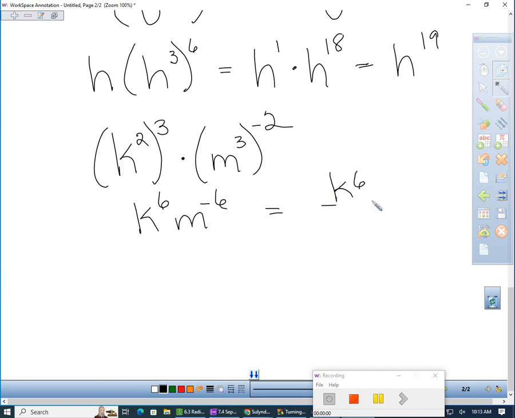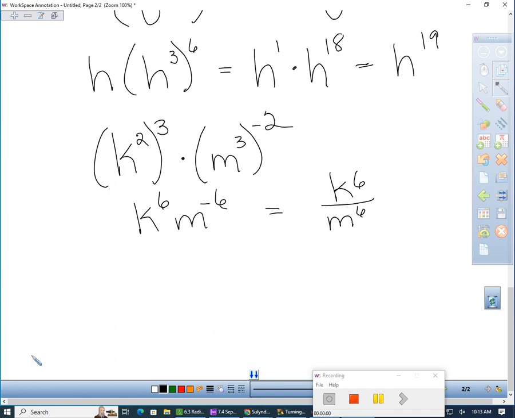Good. K to the 6 over m to the 6. That negative exponent only applies to m, so the only thing that moves is the m. Nice job. All right, so do we have any questions so far? So this rule is pretty good? All right. Now, what haven't we added to any of these examples yet?